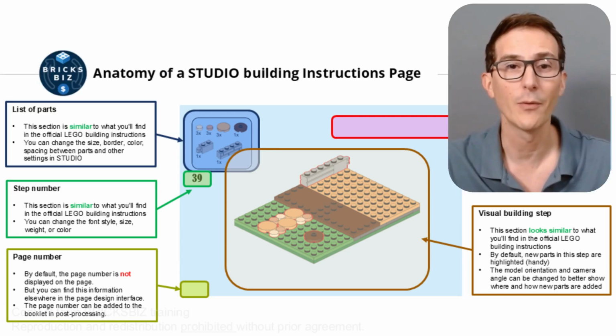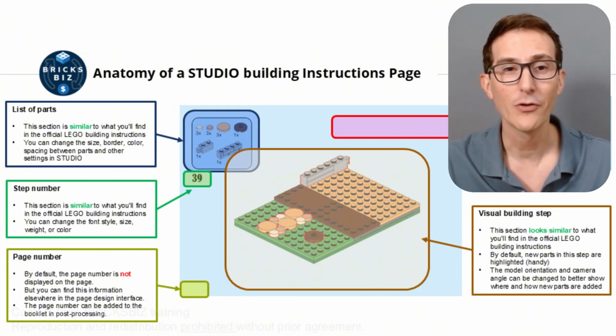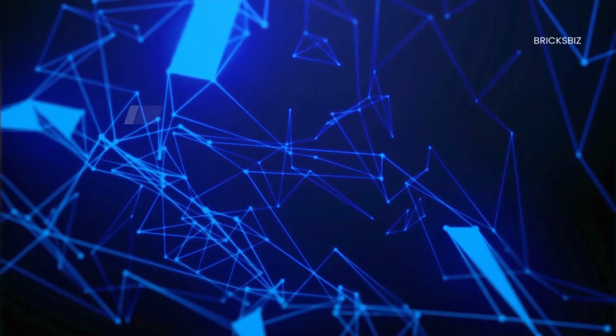So, apart from the page number, in Studio, you can produce exactly the same quality building instructions as those inside the official LEGO boxes. I'd now like to take a closer look at the contents of the page design interface. First, let's look at the layout of our future building instructions.